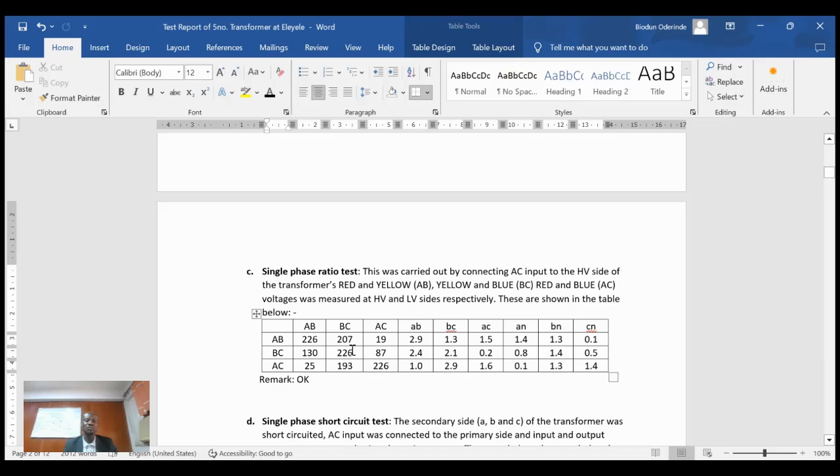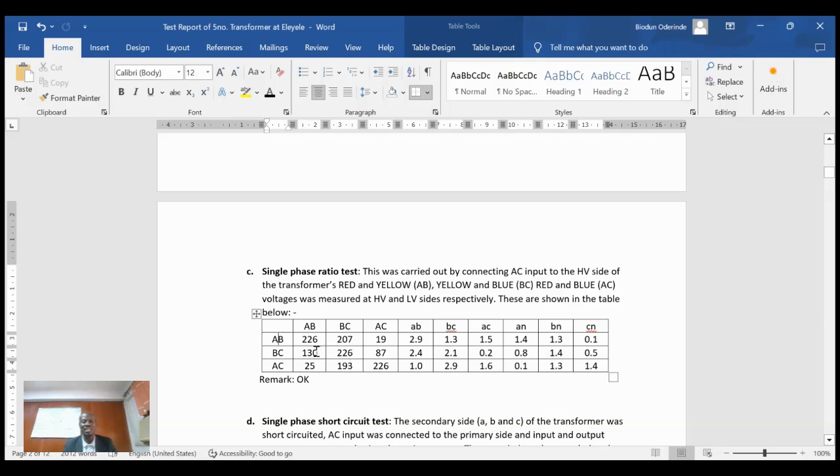And now, as you can see, this 130 is just an induced EMF, and 87 here is an induced EMF. So the addition of 130 and 87 must always equal or almost equal 226. There will always be a variation. There's nothing like a perfect situation. But the addition of this and this must be equal to this.